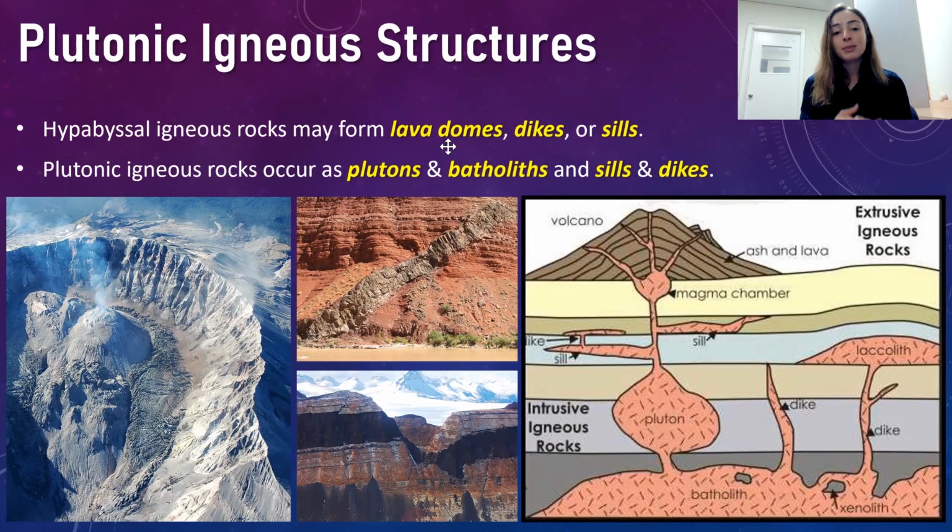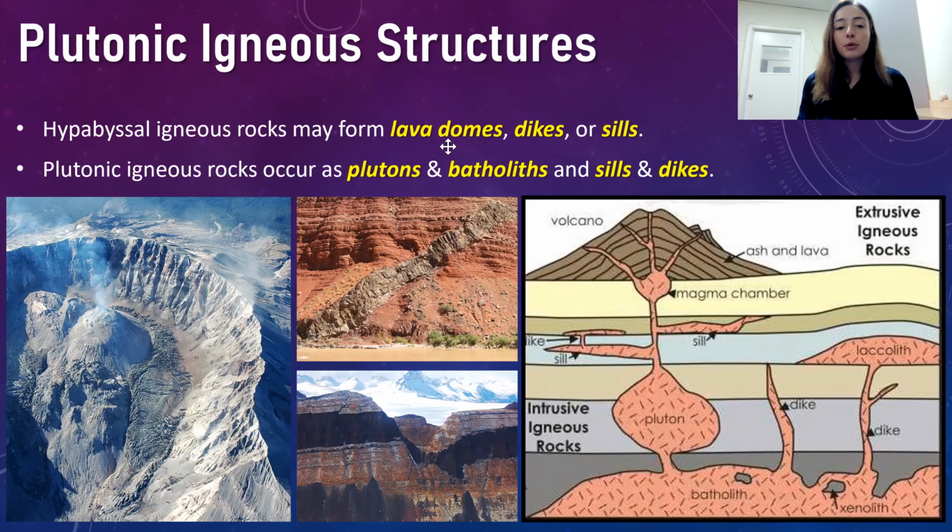And there are two main types we'll talk about: hypabyssal igneous structures and plutonic igneous structures. And these are both technically plutonic or technically intrusive, but hypabyssal just means a shallowly intrusive rock. So hypabyssal is just shallower than plutonic technically, but a lot of people just lump the two into plutonic.